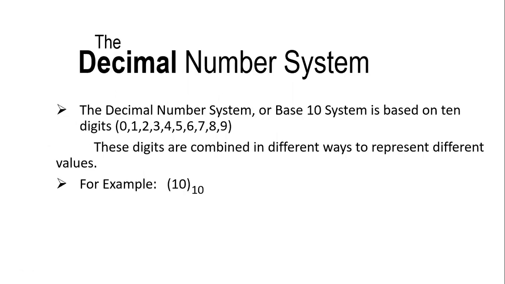The decimal number system, a base 10 system, is based on 10 digits from 0 to 9. These digits are combined in different ways to represent different values, and it is shown as base 10. Whenever a number is given like this, 10 in brackets with a small 10, this small 10 is the base of this number, which shows that the number is in the decimal system.